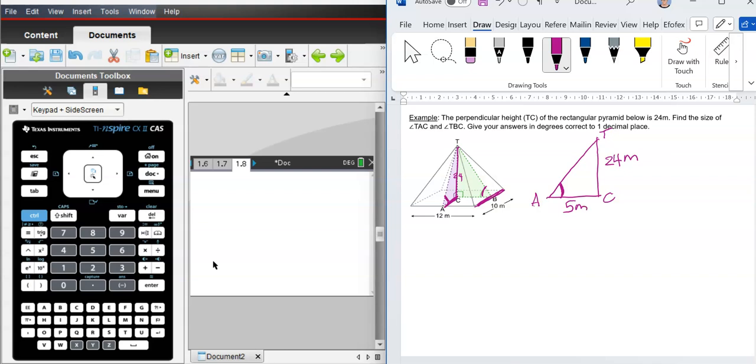If I'm drawing the green triangle to calculate angle B over here, C is the bottom and T is the top. So again, I know the height of the second triangle is 24 metres, and I know that the distance from C to B is half of the distance of that front length of the pyramid. So I know that would be 6 metres there, and the angle I'm trying to find is angle B.